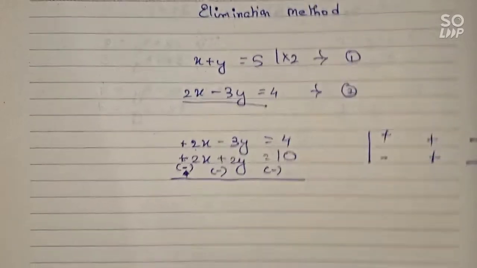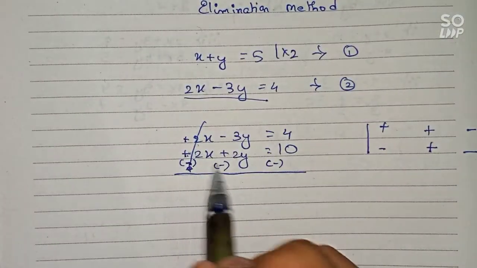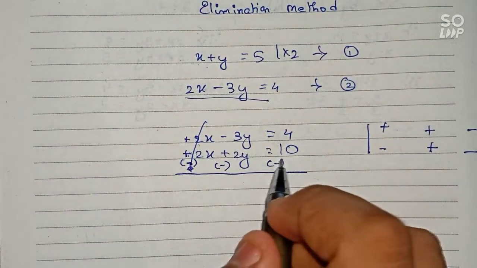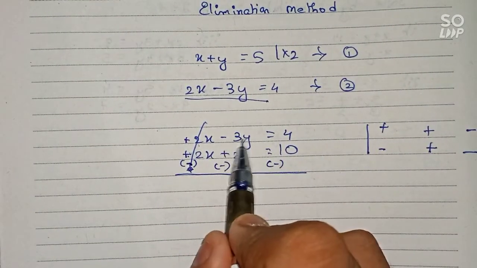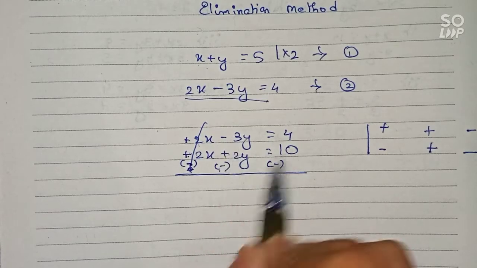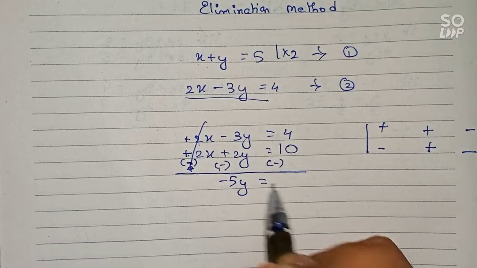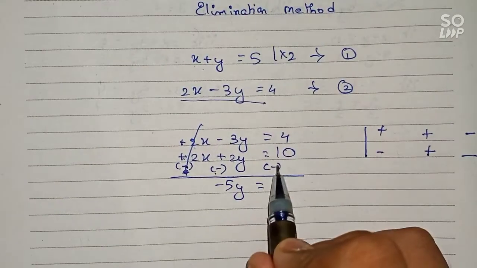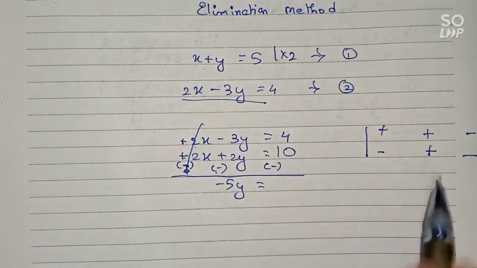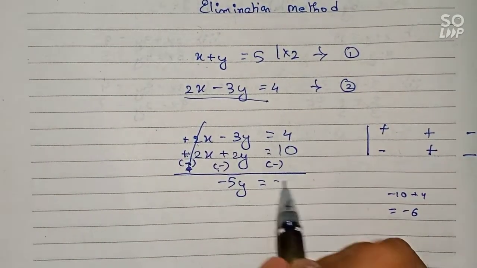So now elimination method means you have to cut this number. So plus 2x minus 2x, that means we can cut it. Then minus 3y, and now we have to treat this 2y as minus. So minus 3y and minus 2y, that is equals to minus 5y is equals to, so now this side minus 10 and plus 4. So minus 10 and plus 4, it will always become minus 6. So this side it becomes minus 6.